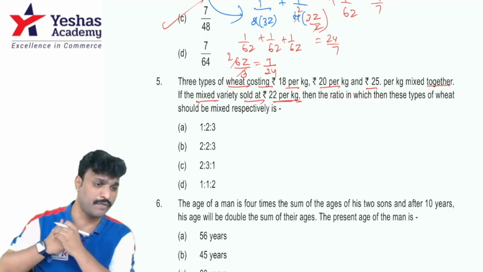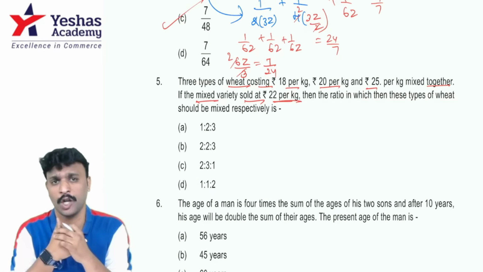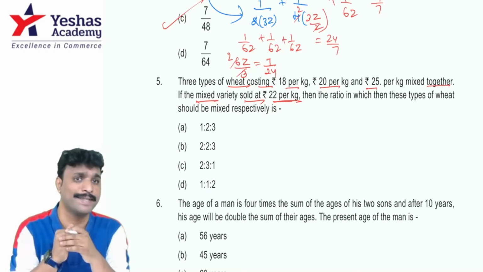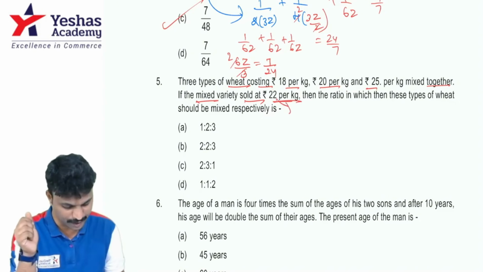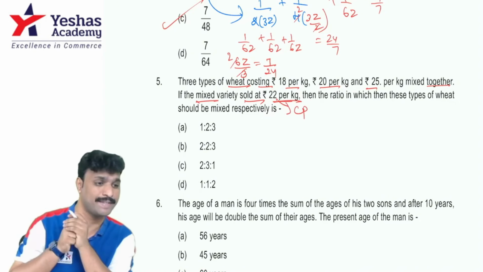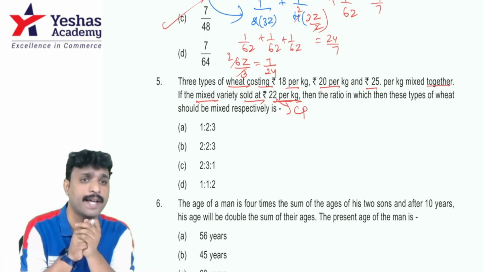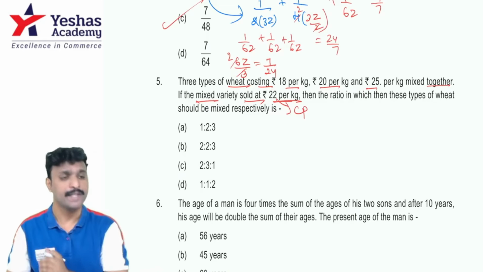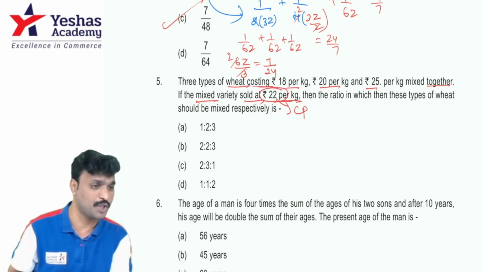They haven't given the profit percentage or the loss percentage. Whenever they don't give you profit percentage or the loss percentage, you have to assume that it is break even. That means selling price and the cost price are same. So you can assume cost price of the mixture also as 22 only, because the profit percentage or the loss percentage are not mentioned over here. So what you have to do is the cost price of the mixture is given, which is 22.